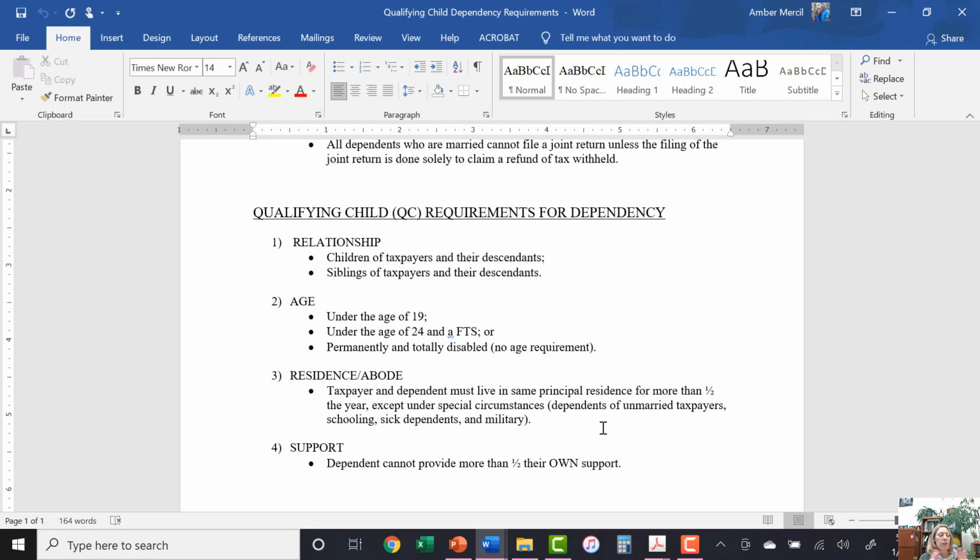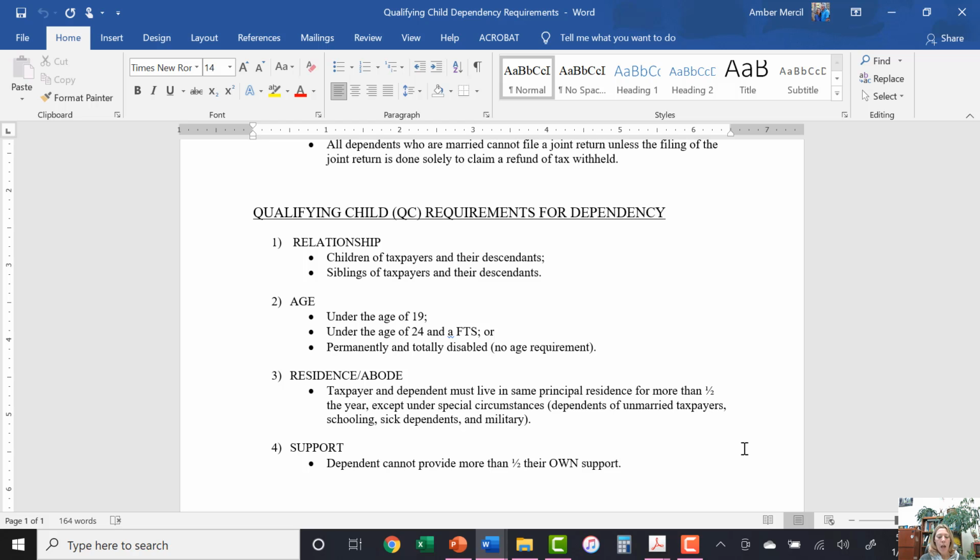There are special circumstances where we have to look at unmarried taxpayers and when two individuals share a child, who gets to claim and stuff like that. But those are pretty special situations, and we like to deal with those one-on-one as they come through the VITA sessions. The last one is support. The support test for qualifying child basically says it doesn't matter who's supporting the child, as long as more than 1/2 of their support isn't coming from the child themselves.